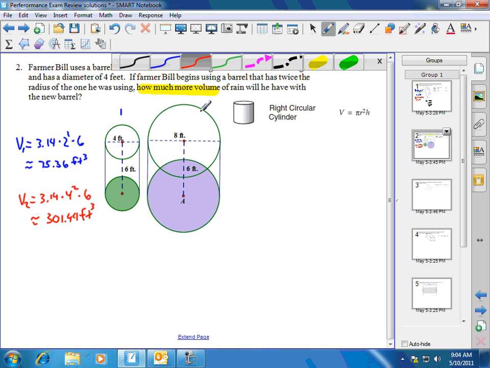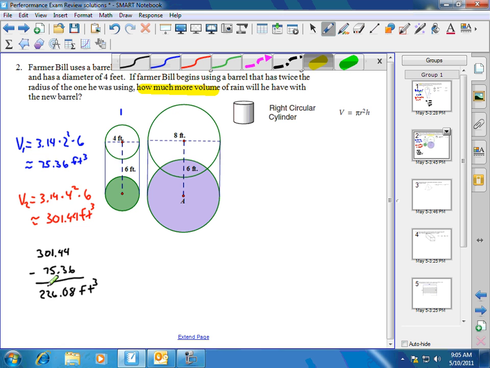Okay, so we're comparing, seeing how much more, so we need to subtract. We need to subtract 301.44 minus 75.36. And we get 226.08 cubic feet. Okay, that's how much more.